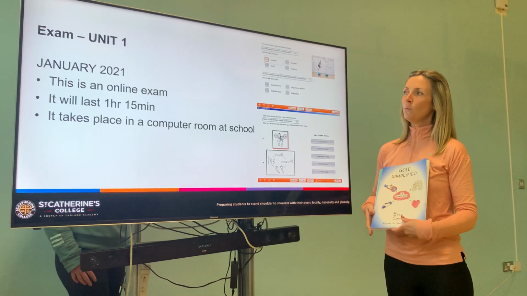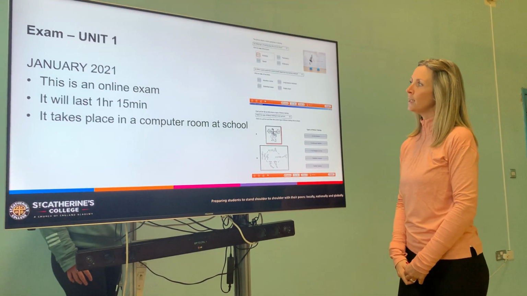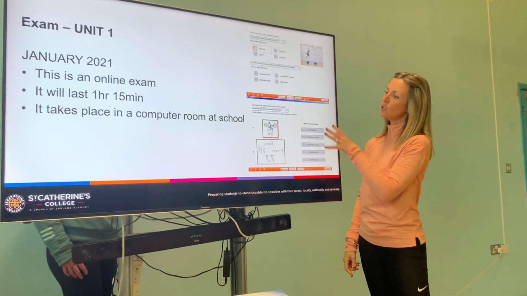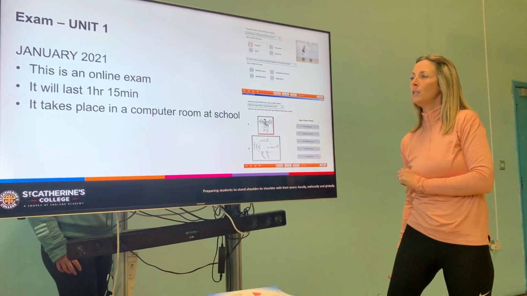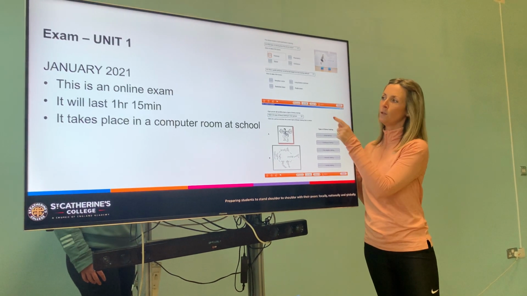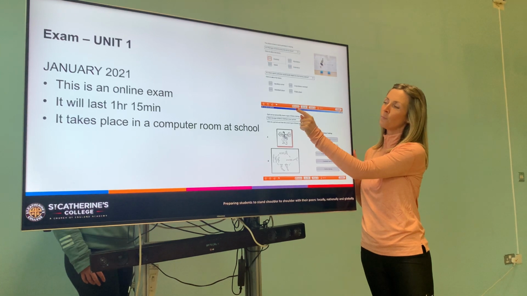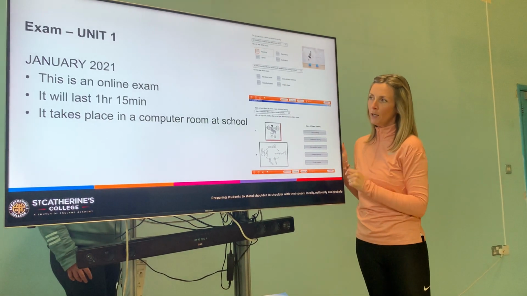There's another thing that we would encourage the pupils to do, and that's to just look at what the online exam will entail. These are screenshots of the online exam here. It will take 1 hour and 15 minutes when they do it. They do it in a computer room, and we will go through this with them so they can see what icons they have to press, what the questions are asking, and what they have to do on each question.